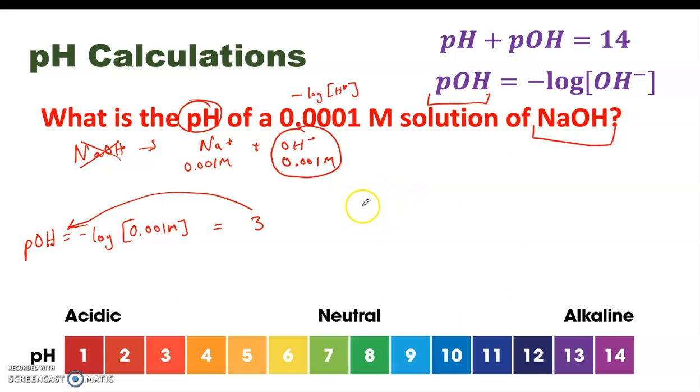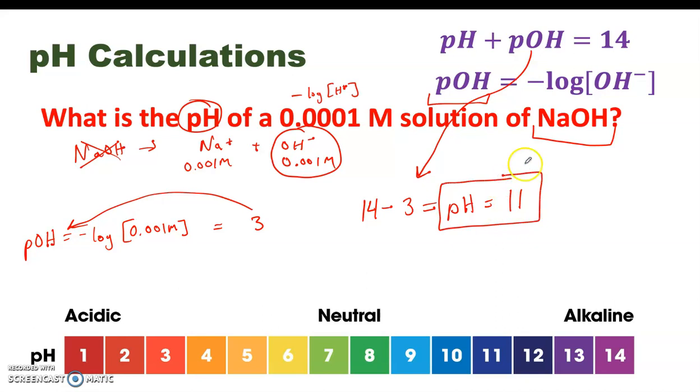So now I'm going to take 14 minus the pOH, minus 3. So 14 minus the pOH. And that will tell me what the pH is. And you can probably do this one in your head. 14 minus 3 is equal to 11. So the pH is 11. And you should ask yourself, does this make sense? And the answer is yes, because 11 is right here.